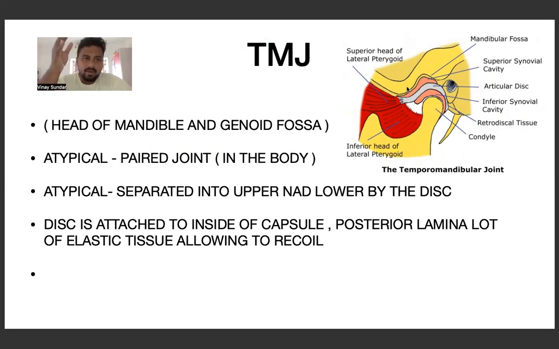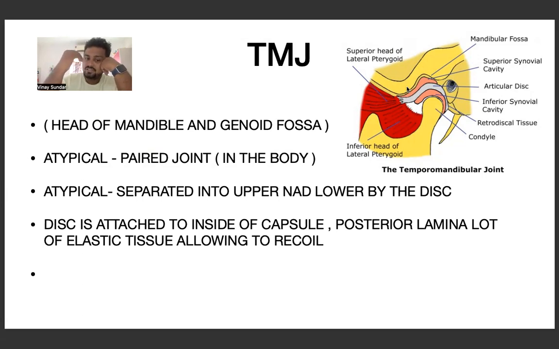And I say it is the only paired joint, you might ask, even the knee is paired, and your elbow joint is also paired. But suppose your right side joint is injured or damaged, still your left can function, right? But in case of the TMJ, both of them have to work synchronously or simultaneously. So that is one reason it's atypical, and the other is obviously because it is separated into upper and lower parts by the disc.